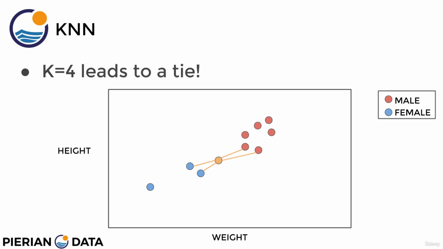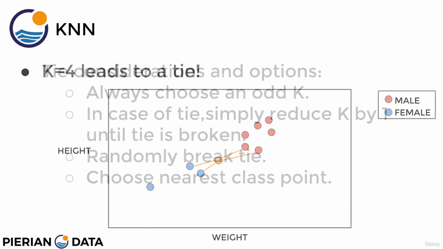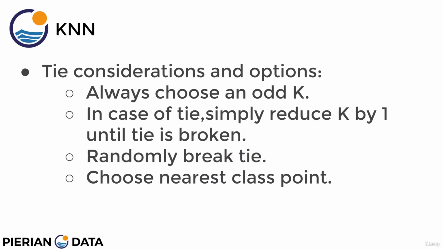But what happens in the case of something like k equal to 4? You'll notice k equal to 4 actually leads to a tie. You have 2 votes for the female class and 2 votes for the male class. What considerations do we have to make in the case of a possible tie? There's actually many different options for how to break ties. One way, in the case of binary classification, is to simply choose an odd number for k.